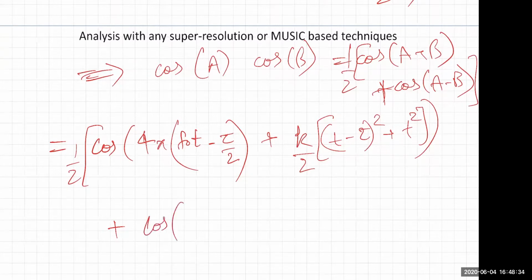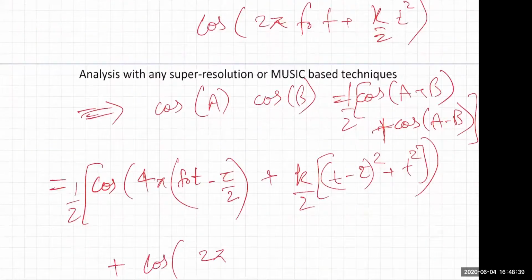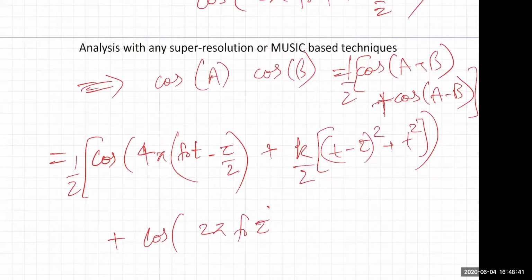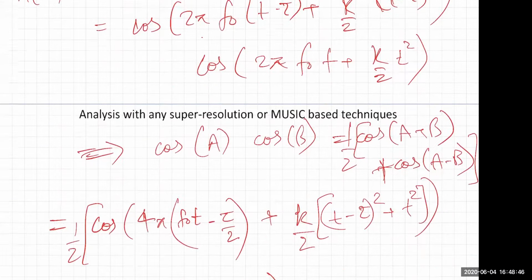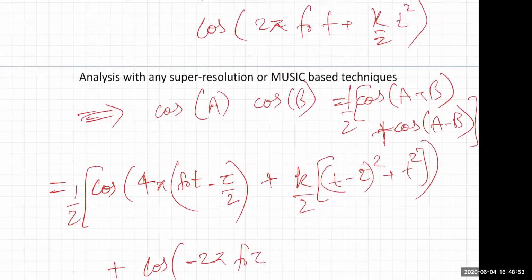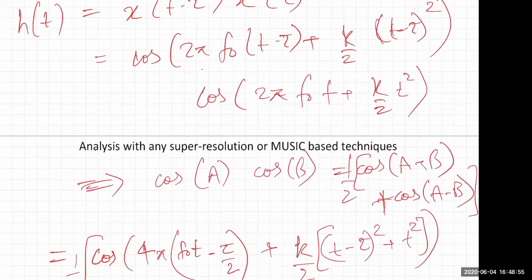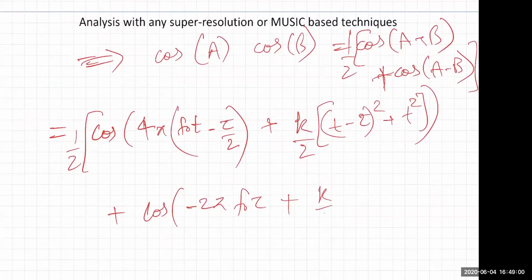The point is the following, right? Let's do now the subtraction. When you do the subtraction, what you are left with is cosine of 2 pi f naught tau, or minus tau rather, plus the subtraction of these other two terms, which will be k by 2 times t minus tau square minus t square, right?